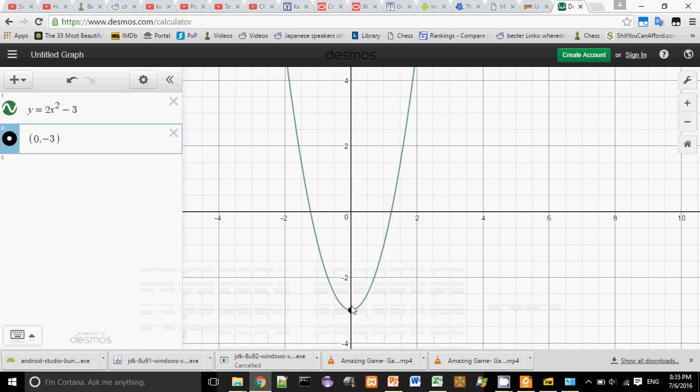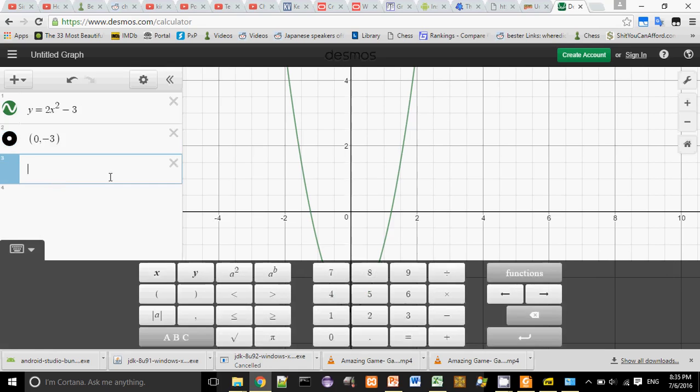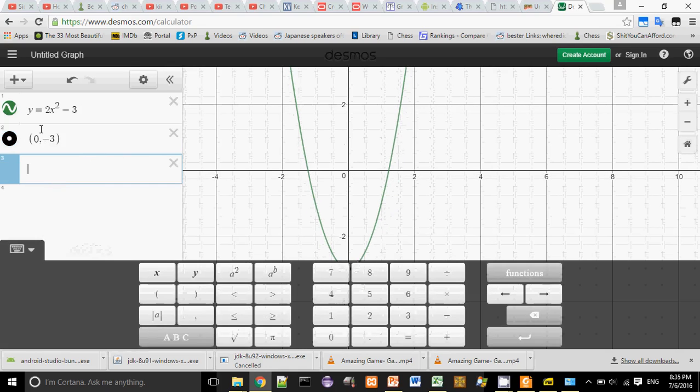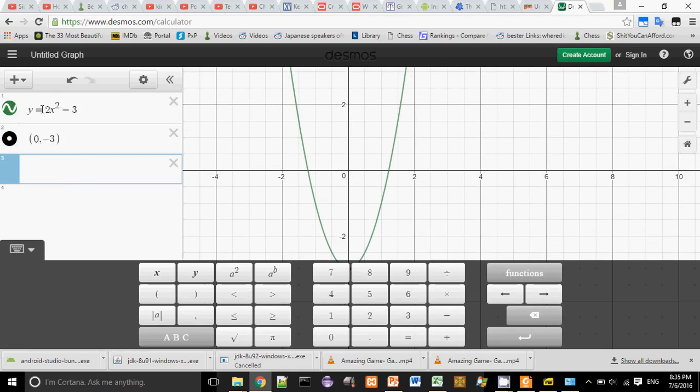Did it work? Yep, there. Then I can do the point. What about x equals 1? So 1 squared is just 1, times it by 2, that's 2, take away 3 is minus 1. So (1, minus 1). Okay, and you should notice for minus 1, if you put in minus 1 here, you square it, you still get 1.